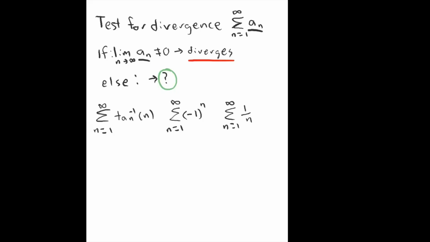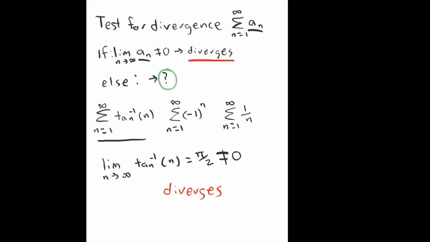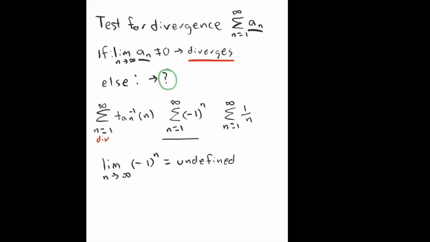Here are some examples. For our first example, the limit of inverse tangent of n as n approaches infinity is equal to pi over 2, which is not equal to 0, so this series diverges. For our second example, the limit of negative 1 to the n as n approaches infinity is undefined, so this series diverges. For our third example, the limit of 1 over n as n approaches infinity is equal to 0, which means we don't have enough information to see if this series converges or diverges yet.